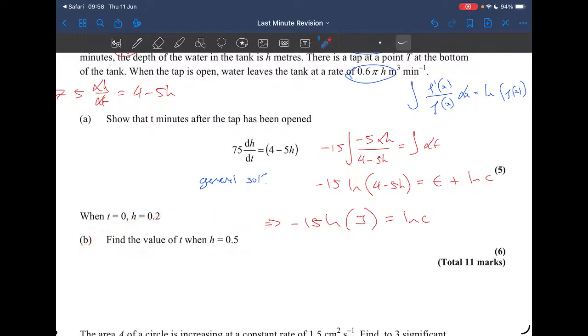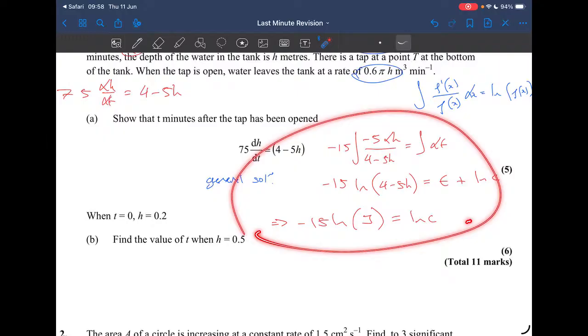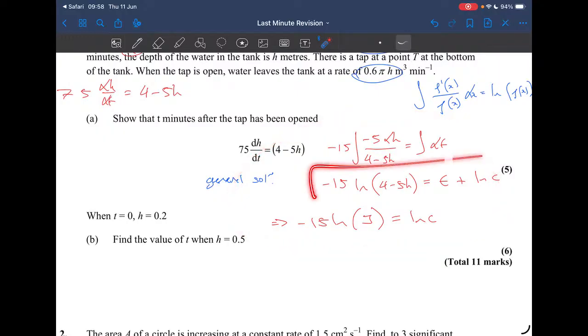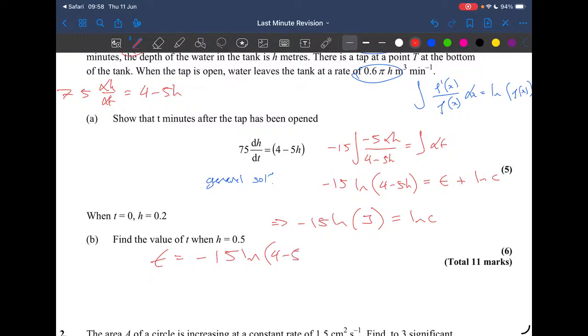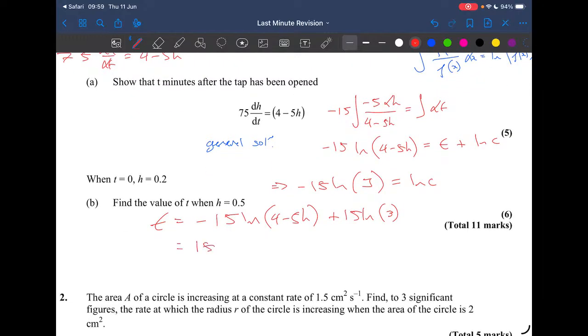Value of T when H is 0.5. So you can see why I didn't rearrange for H. We never actually need to find a value for H. So there's no point in us rearranging this equation for H. If we just take this one, rearrange it for T, what do we get? Well, it's going to be all the stuff we had on the left-hand side originally, the minus 15, 4 minus 5H. And then we would take this away, yeah? We'd have a minus log C on that side. So if we negate all of those bits, I'm going to add on 15 log 3. And here I'm going to combine these all together. So I've got 15 log of 3 over 4 minus 5H.